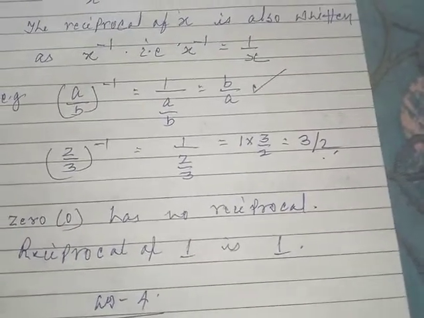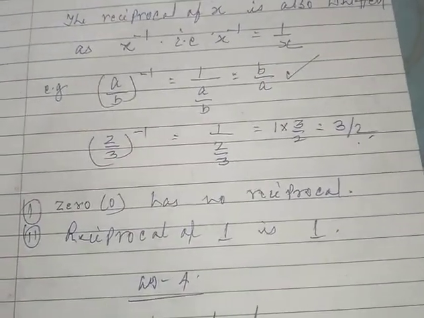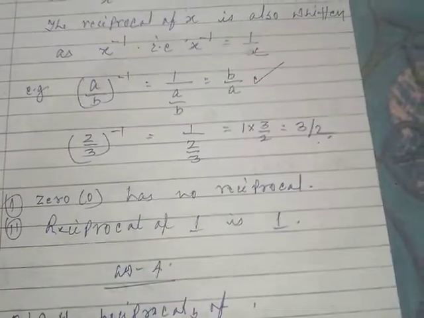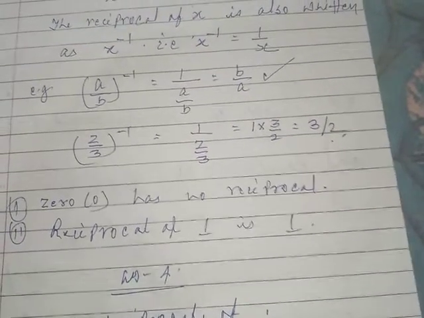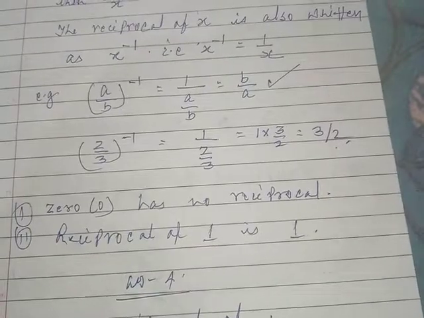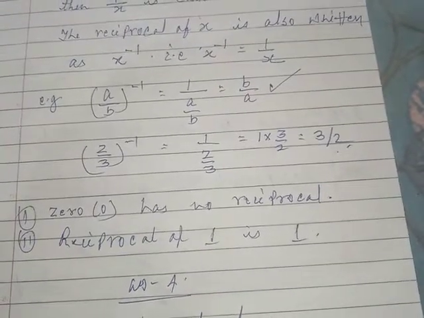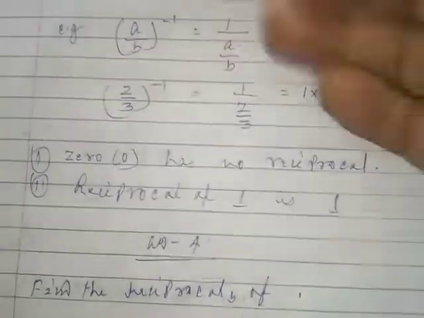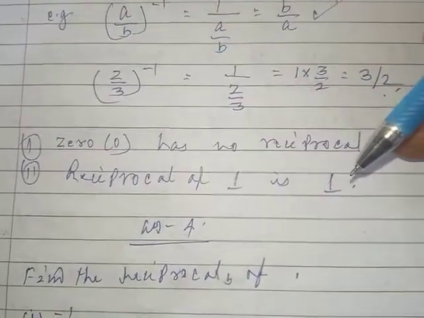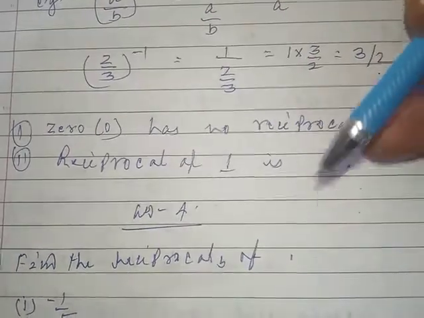Any doubt? Now in the properties, 0 has no reciprocal. Clear? Because if you find the reciprocal of 0, it will become 1 upon 0, and division of a number by 0 is not defined. Therefore, 1 by 0 does not exist, and so we can say that the reciprocal of 0 does not exist. 0 has no reciprocal. Reciprocal of the number 1 is always 1. 1 upon 1 is equal to 1. Clear? Now, let us switch over to worksheet 4.